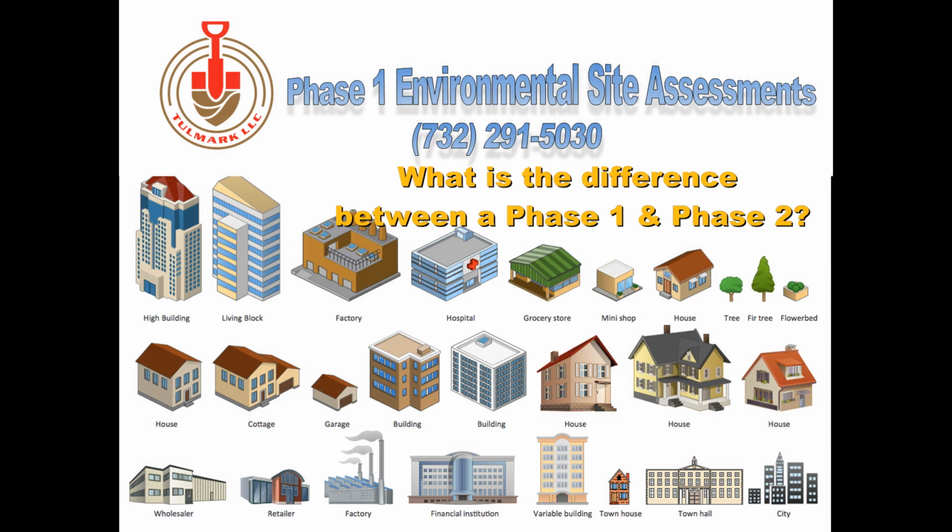A Phase 2 is a follow-up to a Phase 1 and is conducted when potential environmental issues have been identified or suspected. It aims to confirm the presence, extent, and nature of contamination or environmental hazards. A Phase 2 involves collecting samples of soil, water, or air and analyzing them for specific contaminants. It often includes drilling or excavation to access subsurface conditions and may use geophysical surveys or other investigative techniques.